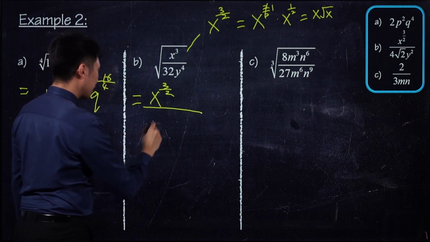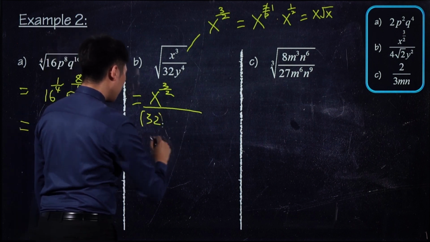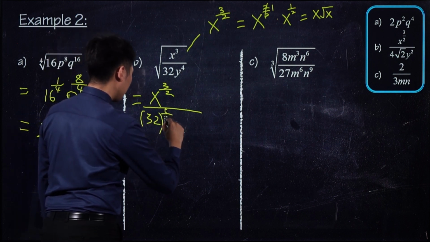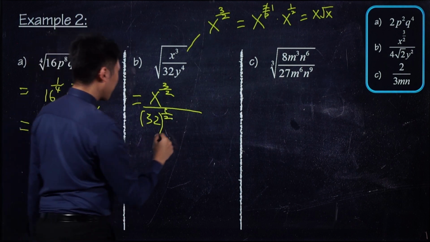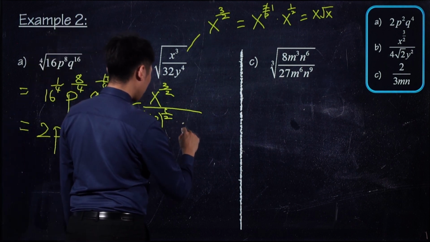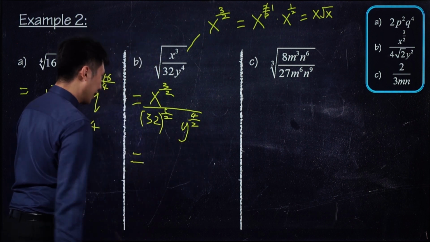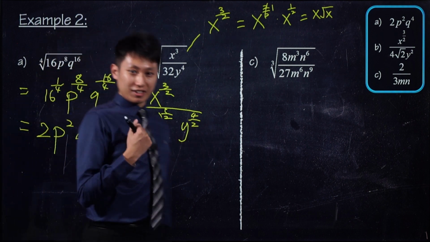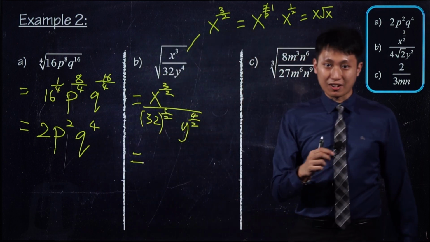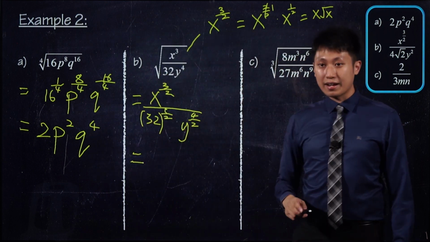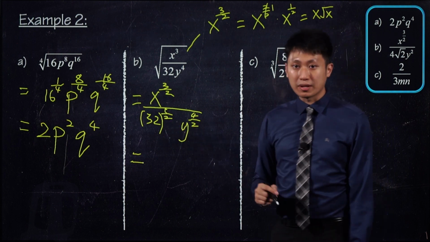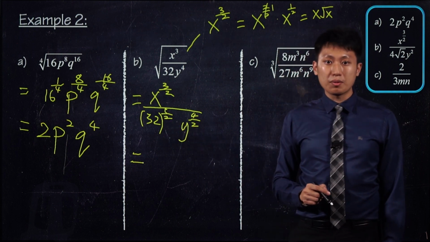Then, bottom is 32 to the 1 over 2. 32 to the 1 over 2. Okay, let's see what is that later. So y to the 4 over 2. Okay, if you really want, this one you still can press your calculator, right? 32, then 1 over 2. So 32 is what? 2 to the power 5.